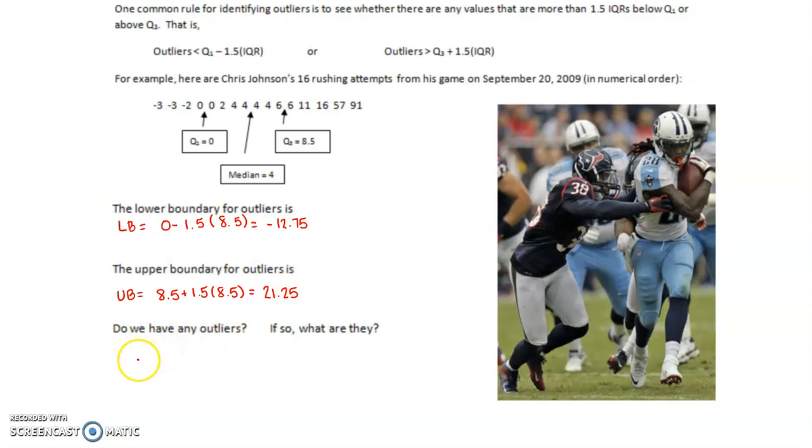Do we have any outliers? We will look at negative 12.75. There's nothing less, so no lower ones. 21.25, we have 2 values above that. So the answer is yes. And the values are 57 and 91.